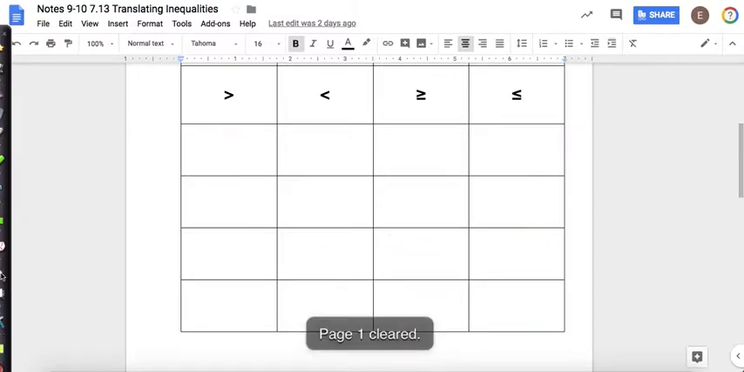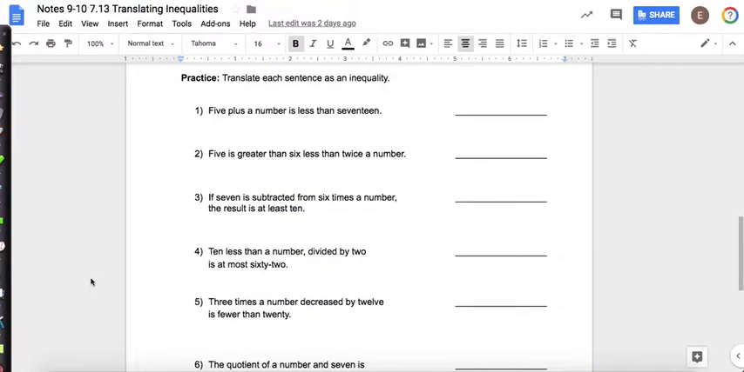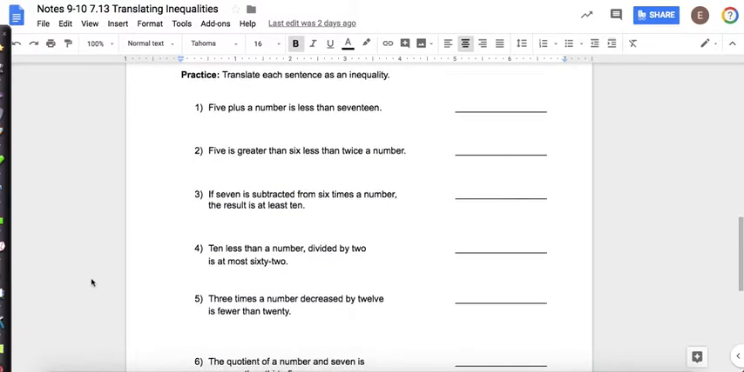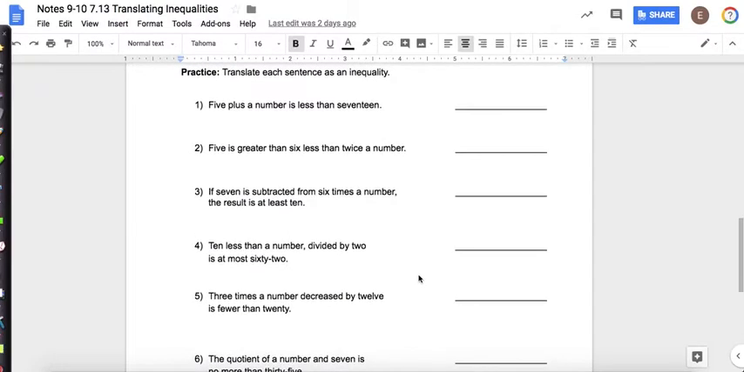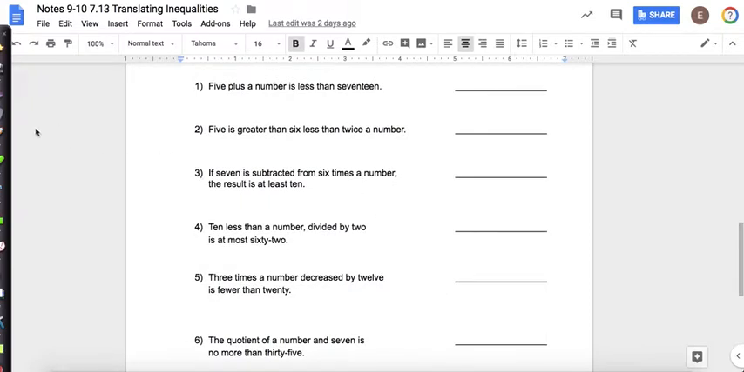Now, you probably noticed on our list we had some words that meant subtraction in the past or addition in the past, less than, more than, okay? And here's how you know when it's an inequality or not. First of all, it has to say, translate each sentence as an inequality like it does here. And also, when you write an inequality, the inequality words will be either right in the beginning or right at the end. Okay? So let's look at example 1.